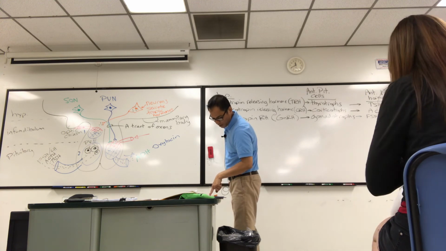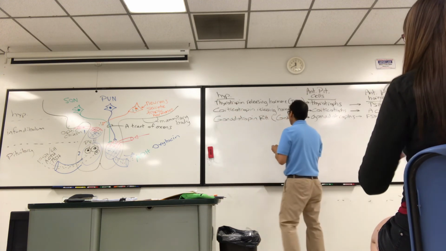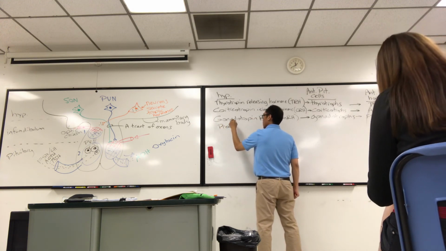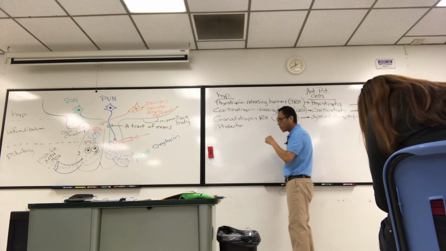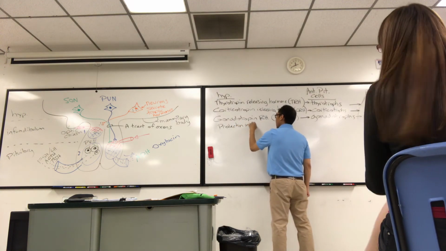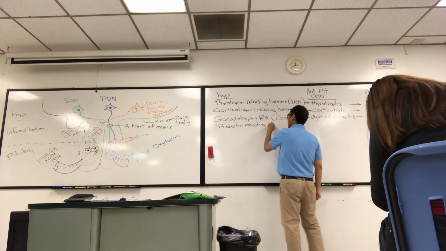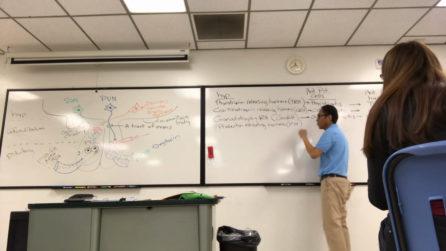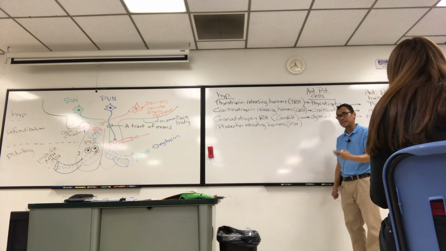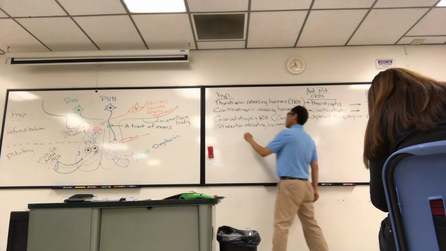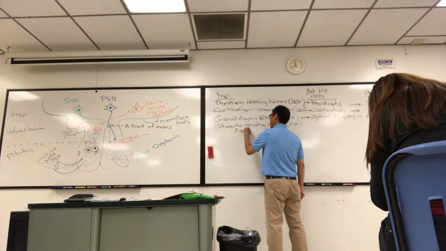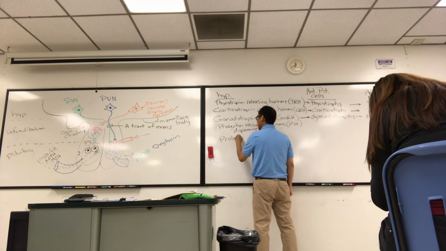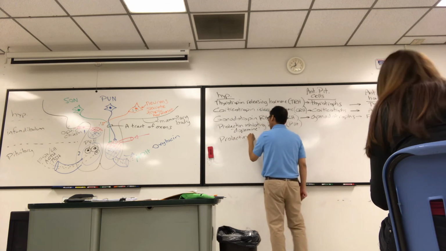A couple more. There are hormones called prolactin inhibiting hormone. You can call it PIH. If you read about it in the book, books now call it dopamine. It's been identified as that molecule. Dopamine. Or prolactin releasing hormone.